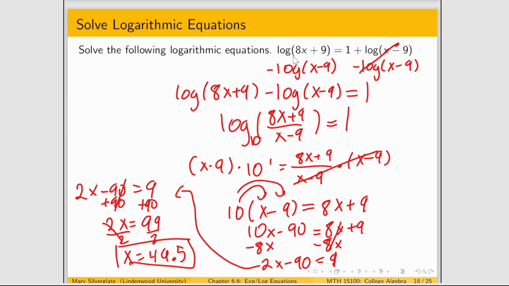I do want to double check that works with the domain of the log. So in particular, we need 8x plus 9 to be bigger than 0, and x minus 9 to be bigger than 0. This is a case where x is big enough that maybe I just want to find out the general domain of each of these logs. I subtract 9 from both sides. x has to be bigger than negative 9. Divide by 8, divide by 8. x has to be bigger than negative 9 over 8. And x has to be bigger than 9. Well, 49.5 is bigger than both of those, so we're okay. And you would find if you plugged it into either that the result would be bigger than 0 as well, so you are good.